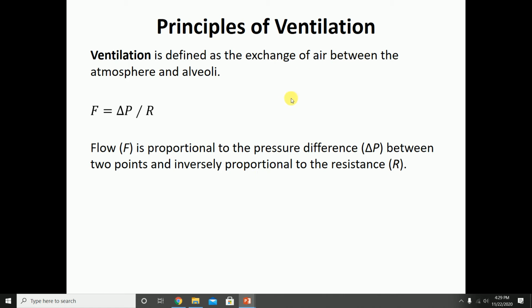And which means that there is flow of air, and flow is always going to be directly proportionate to the difference in pressure between the atmosphere and the pressure inside of the alveoli. It is inversely proportionate, though, to the resistance. So if you increase the resistance, for example, in bronchial asthma patients, there is contraction of the smooth muscles of the bronchi, and that increases resistance, which decreases the airflow.